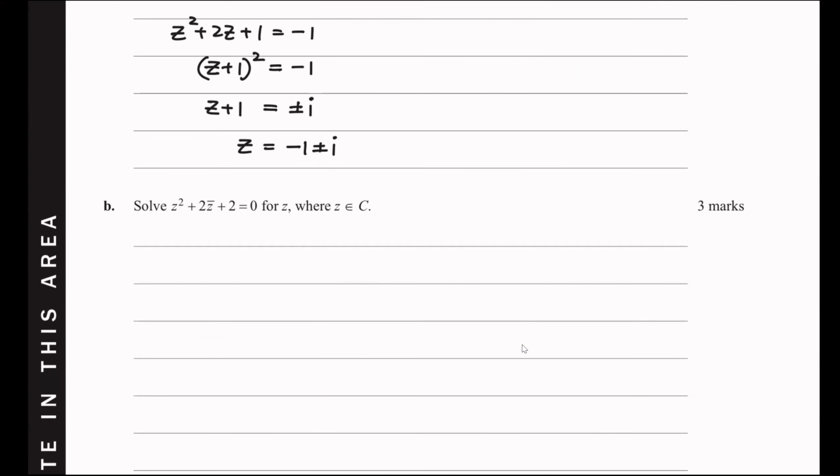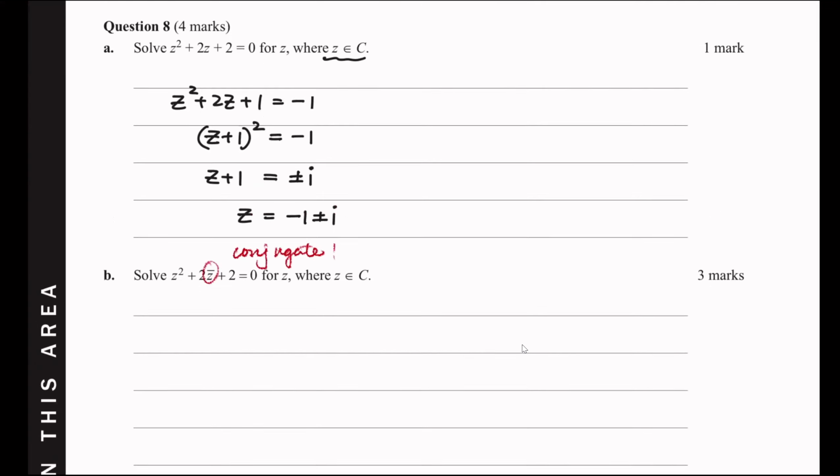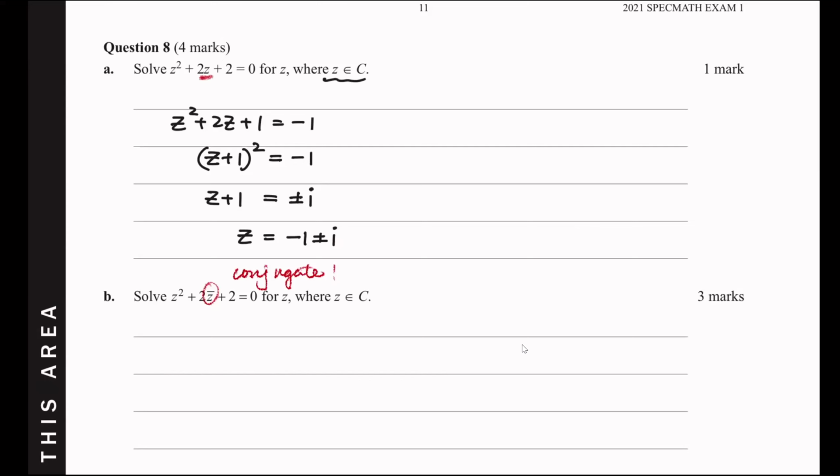Next thing is solve z squared plus 2 z-bar plus 2 equals 0. The bar is the conjugate, not absolute value, bear with me. So apparently the previous one has no conjugate, while this one has a conjugate. Therefore, part A is different from part B, okay?